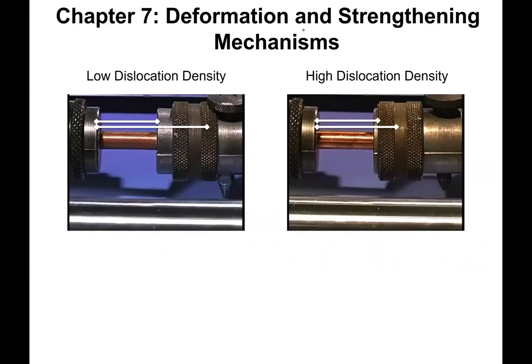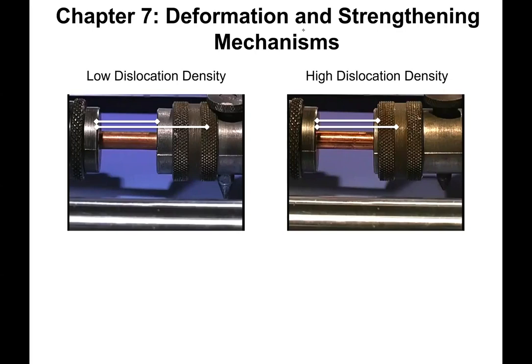All right, let's go ahead and take a look at Chapter 7, Deformation and Strengthening Mechanisms. So what I want to show you before we get started are two tension tests, one for a sample that has low dislocation density and one for a sample that has a high dislocation density.